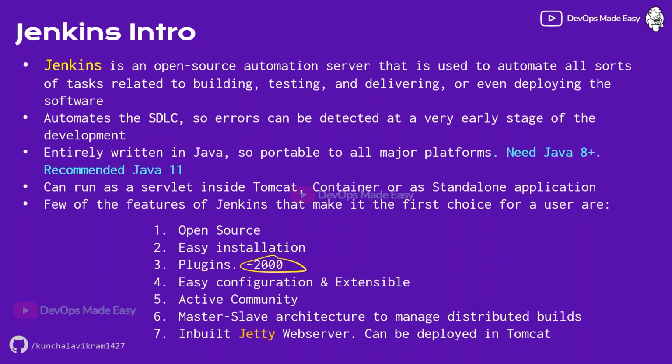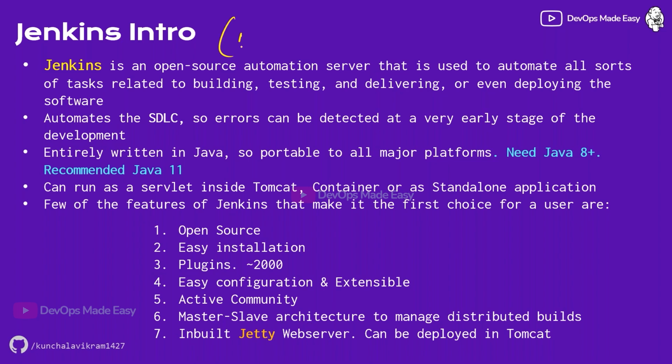There are more than 2000 Jenkins plugins available. So now you can imagine how many integrations we can do with Jenkins. And then it has an active community, so there are many people maintaining these plugins. It also supports master slave architecture to manage distributed builds. We'll talk about what master slave architecture is later, and why it is needed. And then it has an inbuilt Jetty web server. We'll talk about what this inbuilt Jetty web server is.